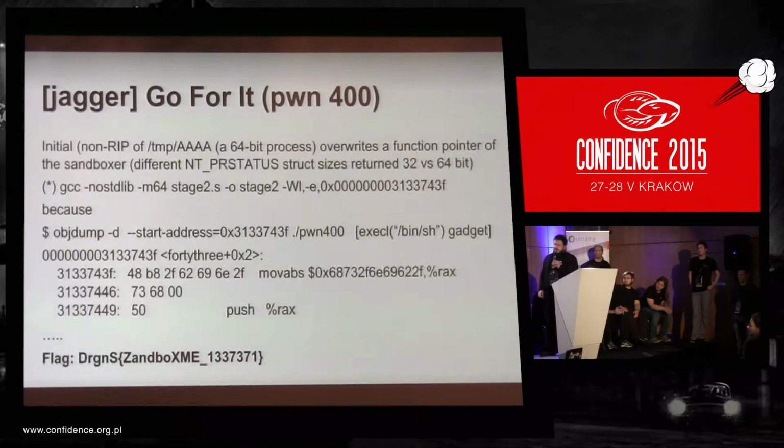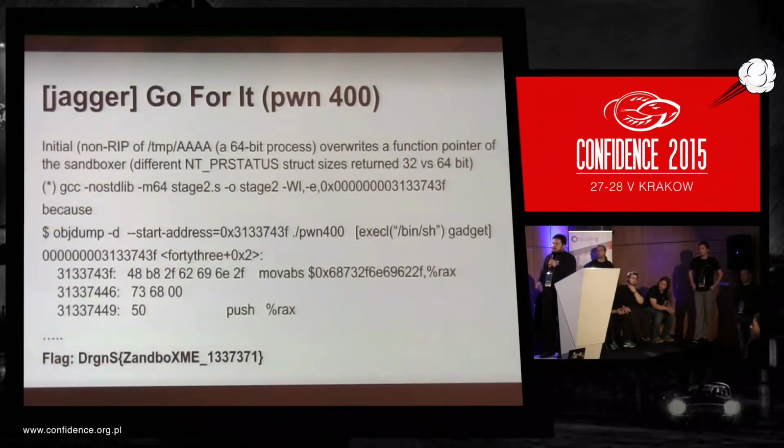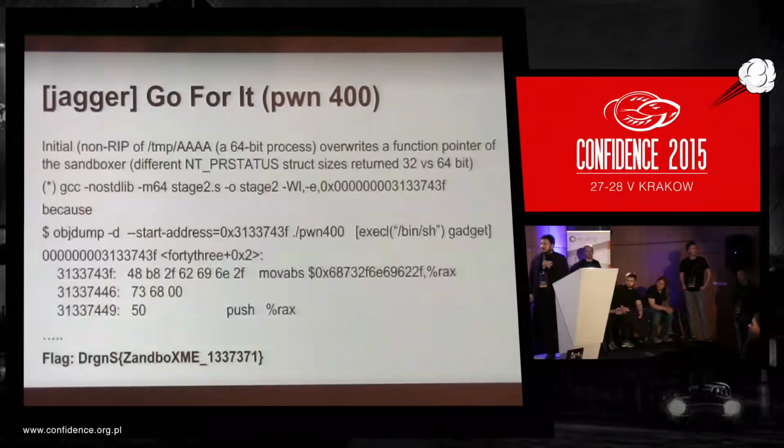And the trick is that there is a ptrace call which gets a different size of the register structure. With 32-bit processes, it always returns a structure which is 68 bytes or something like that. With 64-bit processes, it returns something of 200 or so, and it overflows a structure inside the sandboxer. If you set the initial instruction pointer to certain addresses, then this function pointer will be overwritten, and you can execute your code.